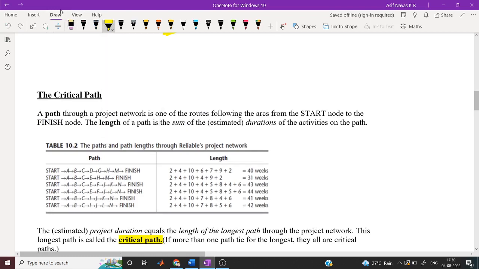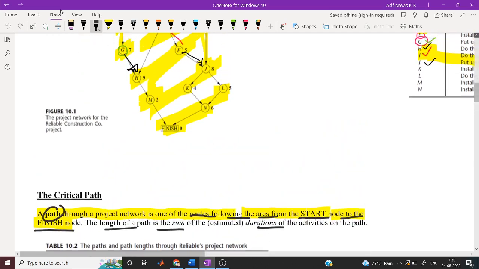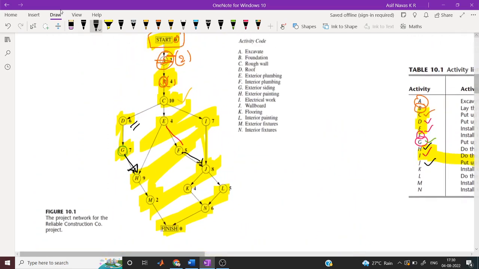So before that, I will define what is a path. A path through a project network is one of the routes following the arcs from the start node to the finish node. The length of the path is the sum of the durations. So for example, I will write a path here.